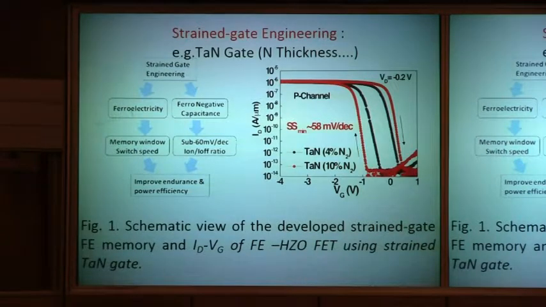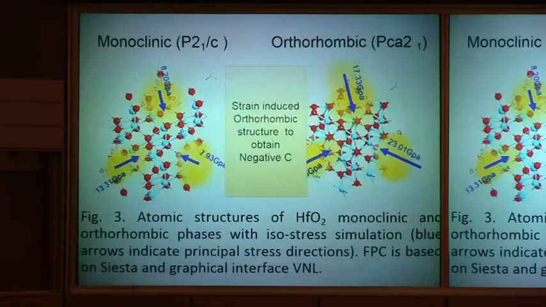So importantly, we are using so-called strain gate engineering. We put tantalum nitride on top of ferroelectric materials. Then the strain develops underneath. Therefore, using this kind of strain, we can make this kind of hysteresis. This diagram shows how to make all those things step by step. And this is how the strain works for crystallization.